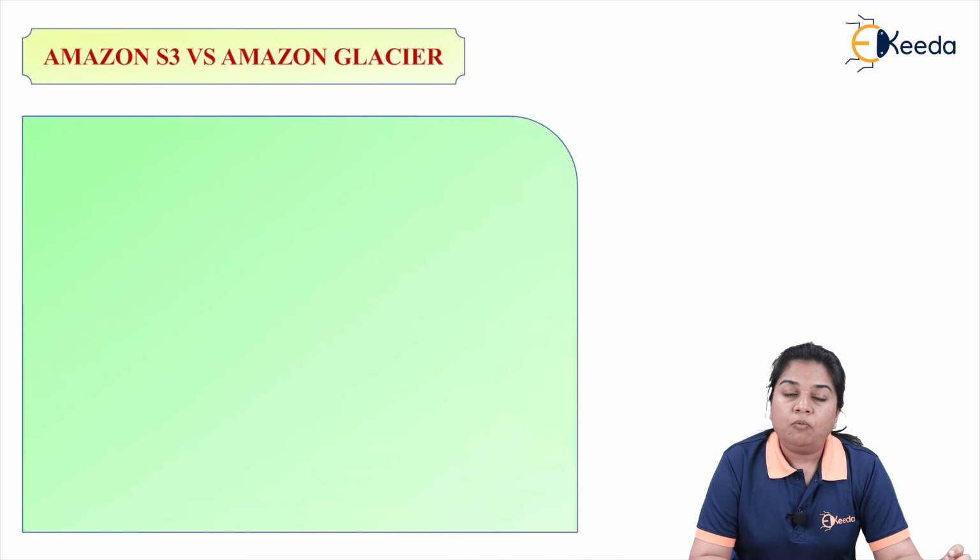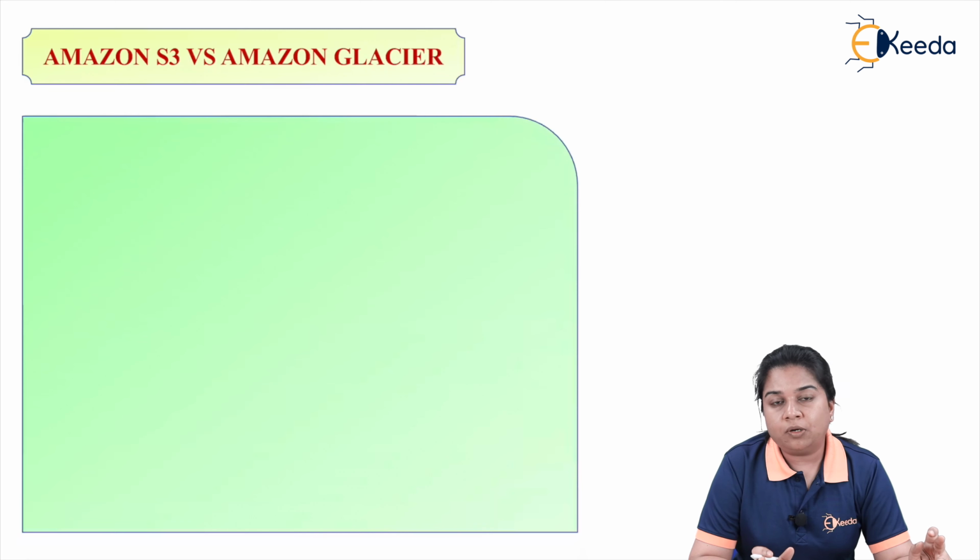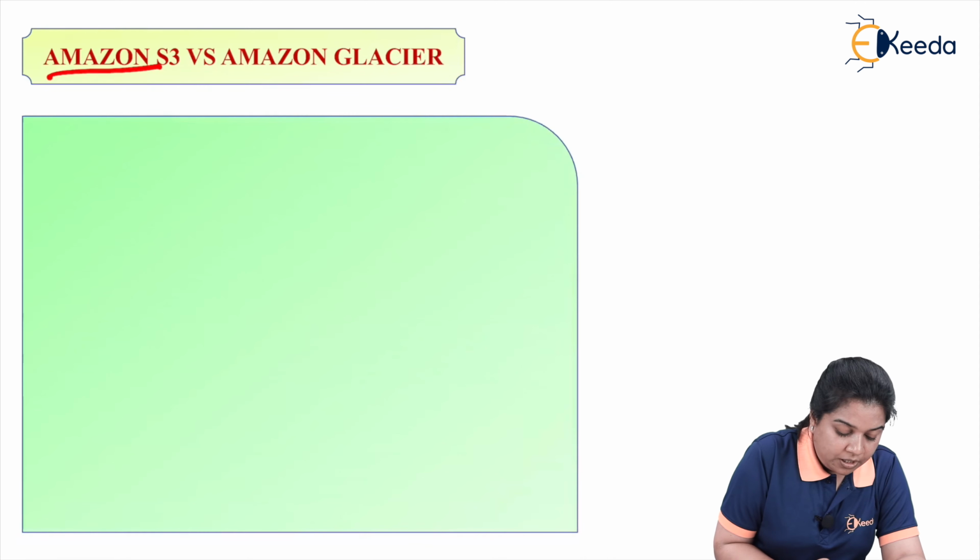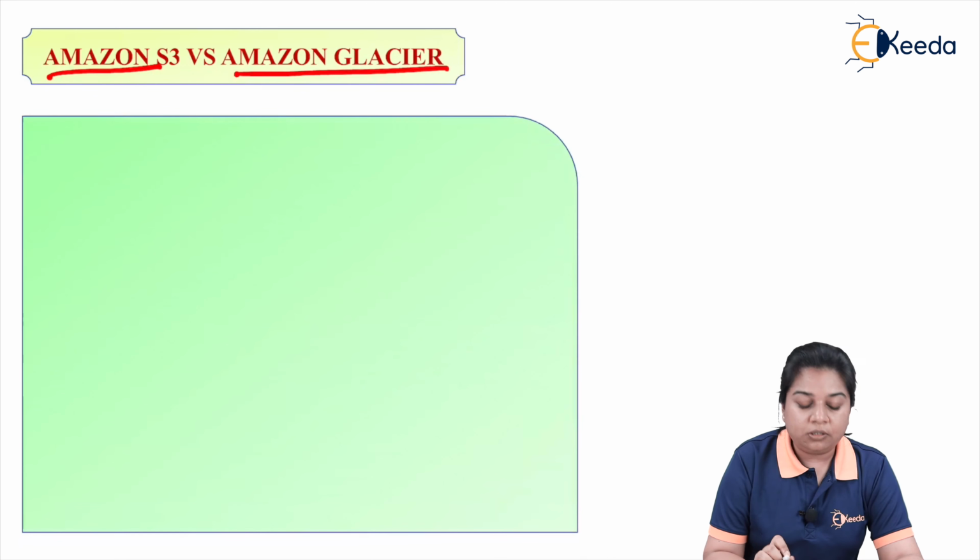Now, what are the two types of storage in Amazon Web Services? The first one is S3 and the other one is Glacier. We all know what S3 is and now we know what Glacier is. So, Amazon S3 versus Amazon Glacier, the comparison.